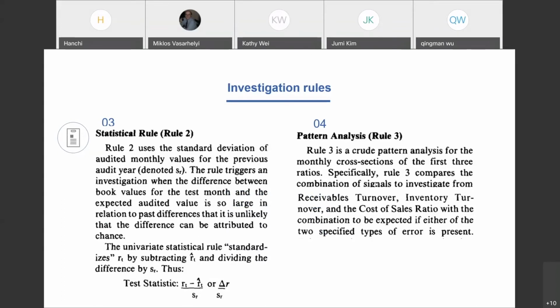And the last one is the pattern analysis, which is accrual pattern analysis for monthly cross-sectional data of the first three ratios. We want to compare the combination of signals from the three ratios to decide whether to investigate.